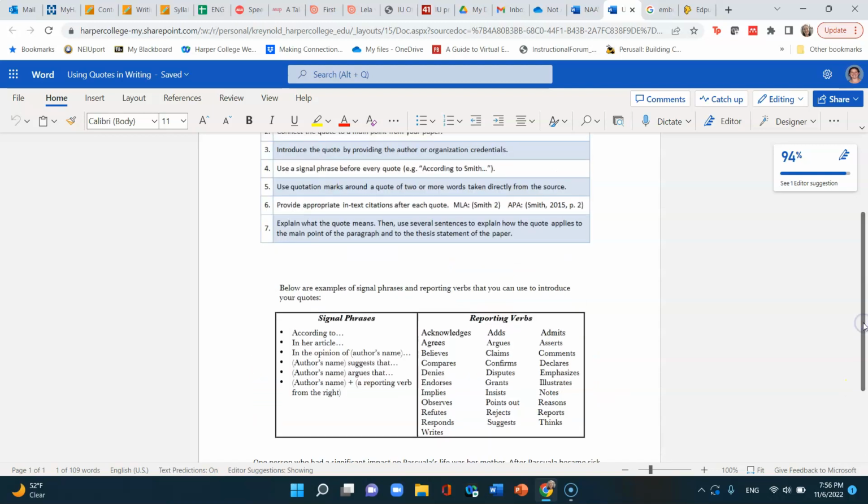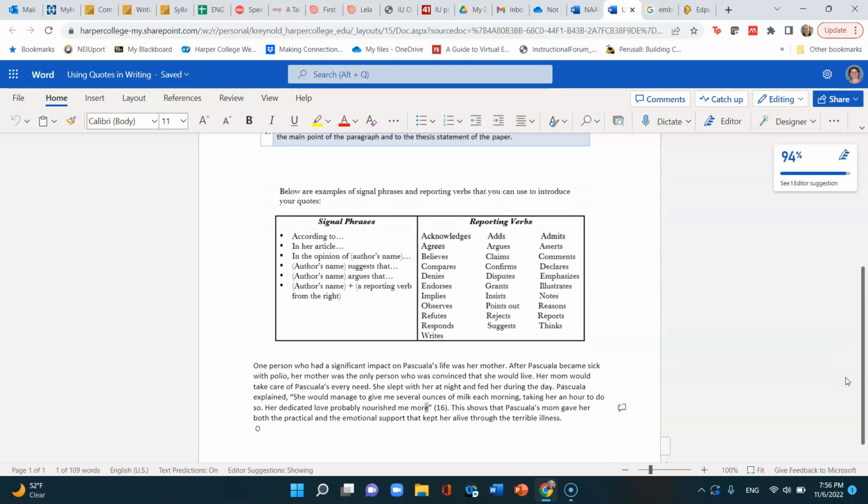Okay, finally, explain what the quote means. Use several sentences to explain how the quote applies to the main point of the paragraph and to the thesis statement of the paper. This is very important. We don't just want to end a paragraph with a quote. It's very important that we always link our quotes to our own ideas. And the way to connect our quotes to our own ideas is to explain what the quote means.